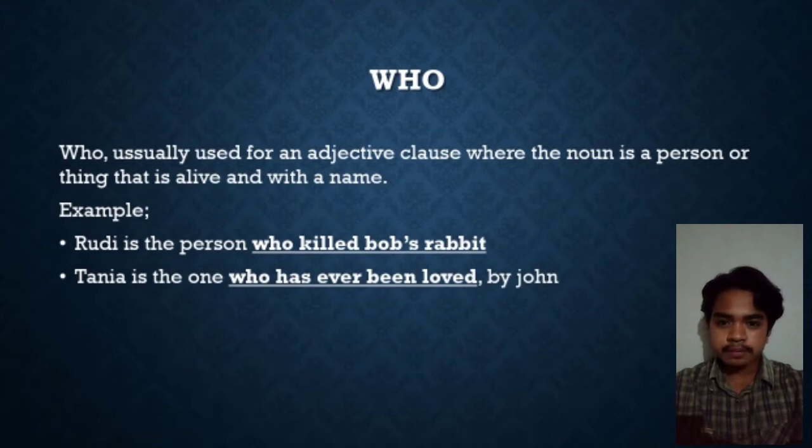Who refers to Rudy, who killed Bob's rabbit. Second example, Tanya is the one who has ever been loved by John.